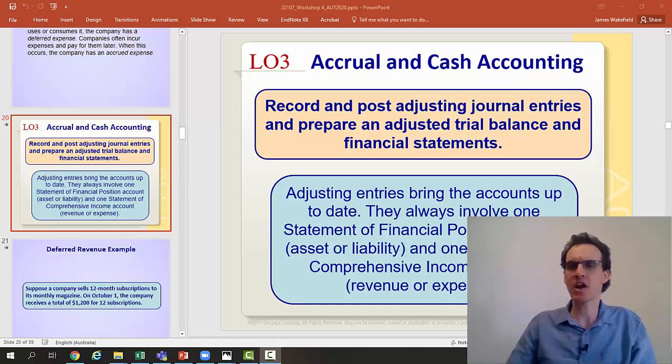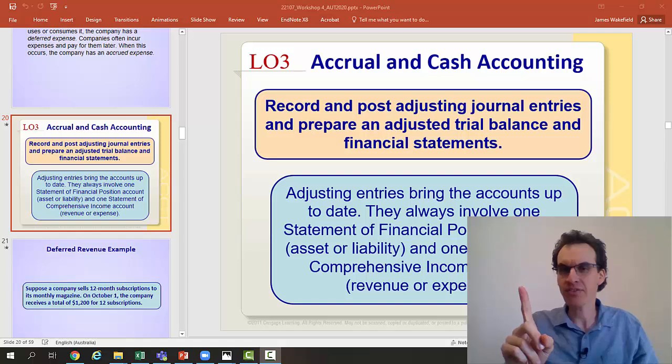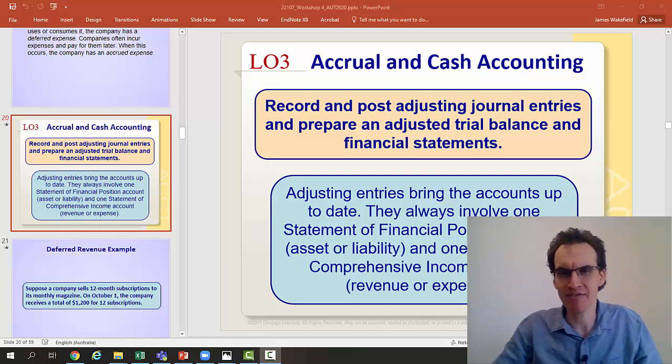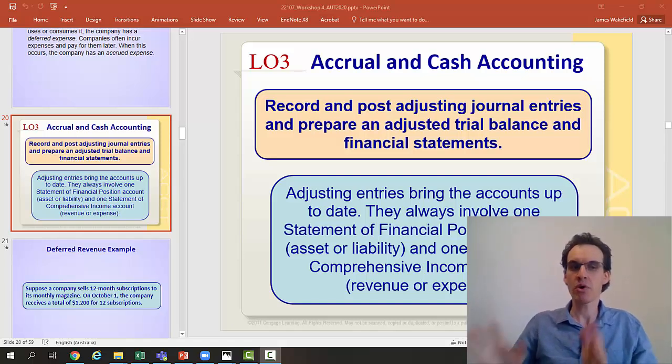Now, one thing that I would like to remind you about and make you aware of in relation to adjusting entries is that there are at least 2 accounts that are affected by every single adjusting journal entry recorded. One of those accounts is in the statement of financial position, and another is in the statement of financial performance. So that is the balance sheet and income statement respectively that we have been looking at throughout the teaching session. So I want you to keep that in mind.